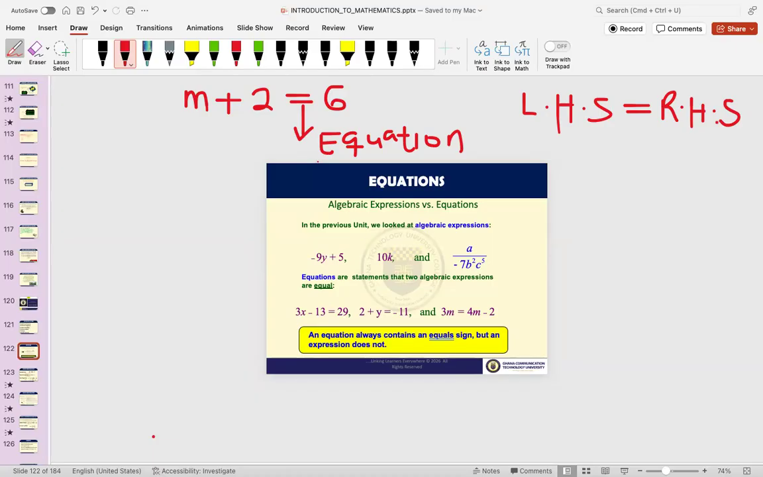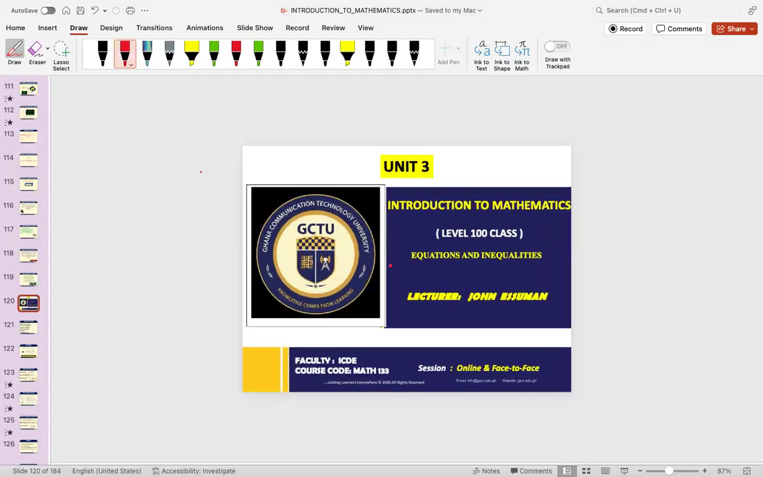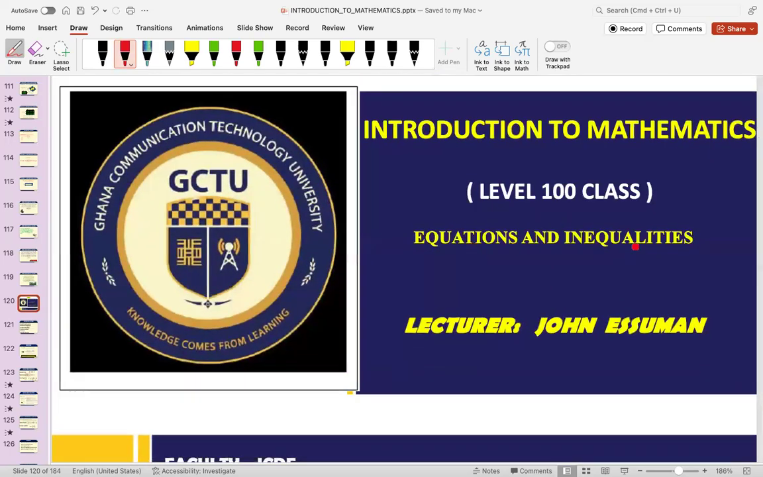That is an equation. But if you remember what I just said about the topic, I said for some time we'll be treating equations and inequalities. They are two different things. For equations, you always see the mathematical symbol of equal sign in between the left-hand side expression and the right-hand side expressions.